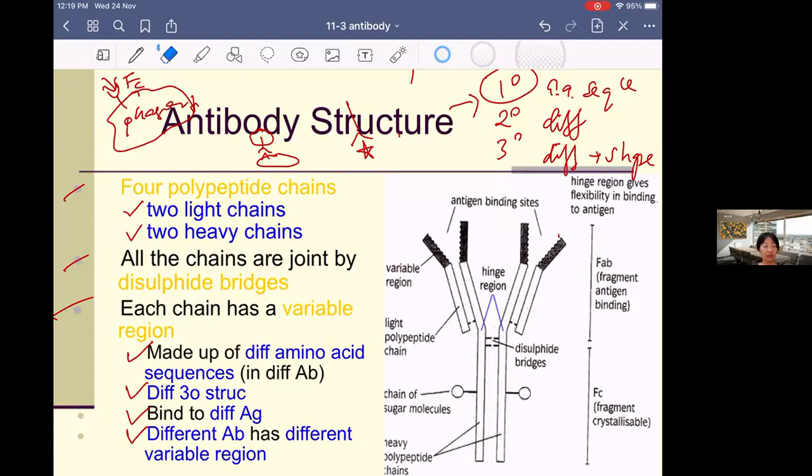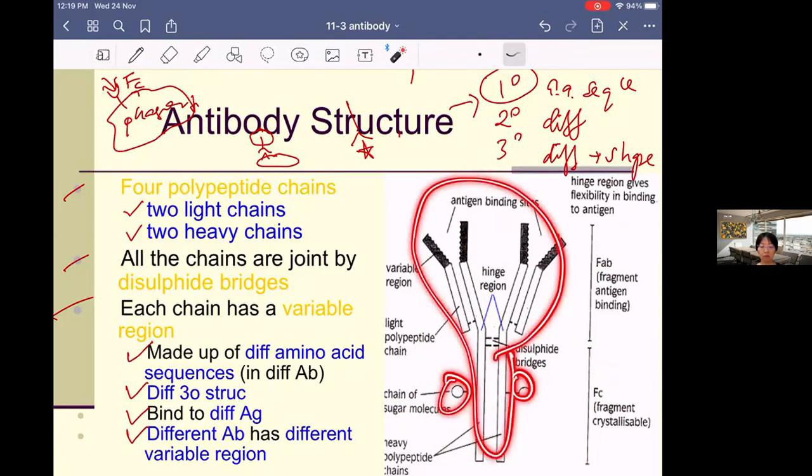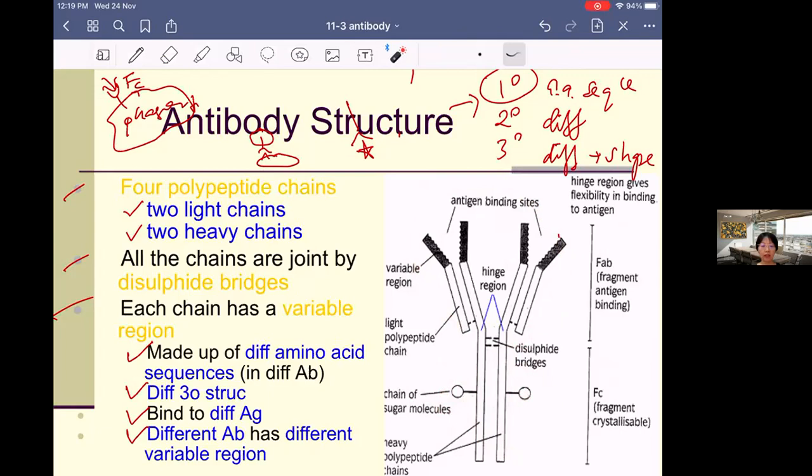It's on the long chain, the heavy chain. It's on the long heavy chain, correct? Which part? FAB or FC region? FC. FC region here, right? Can you see here? Chain of sugar molecule. So this is a carbohydrate chain attached to the FC region of the antibody. So that's why the antibody is called a glycoprotein. Okay, so that's the structure of antibody.